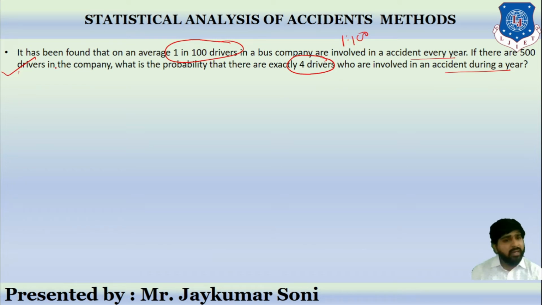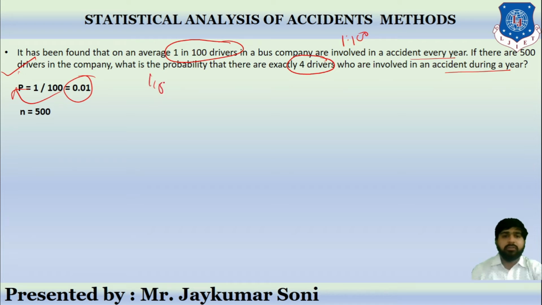There are a total of 500 drivers, and here we are supposed to calculate the probability that exactly 4 drivers are involved in an accident during a year. So first of all, we'll convert this into p. That will be 1 divided by 100, so it will be 0.01.